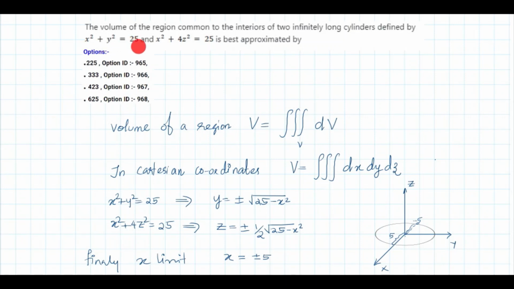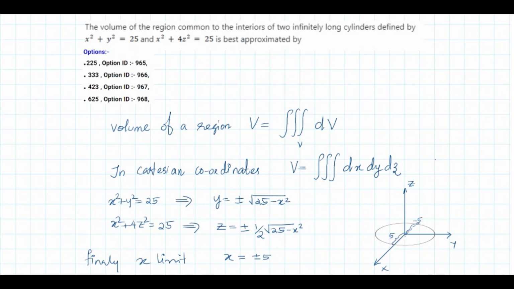Given x square plus y square equal to 25. That is, y is plus or minus square root 25 minus x square. So, in the allowed region, y will vary from minus root 25 minus x square to plus root 25 minus x square. Again, x square plus 4z square equal to 25 means z equal to plus or minus 1 by 2 into square root of 25 minus x square. So, the allowed region will extend from minus half root 25 minus x square to plus half root 25 minus x square. Okay. Now, what is the limit of x?